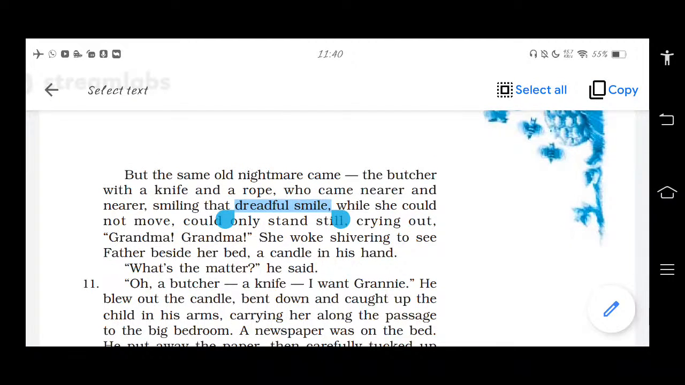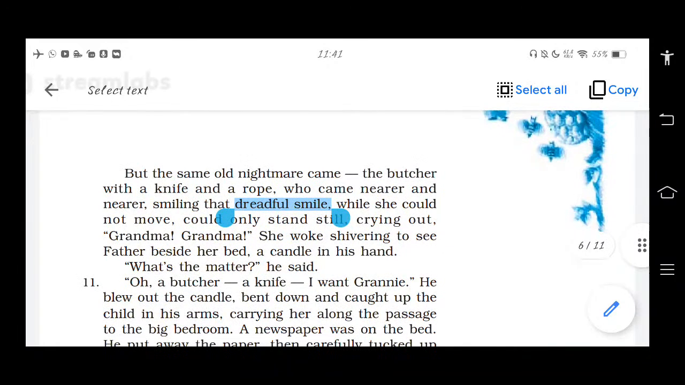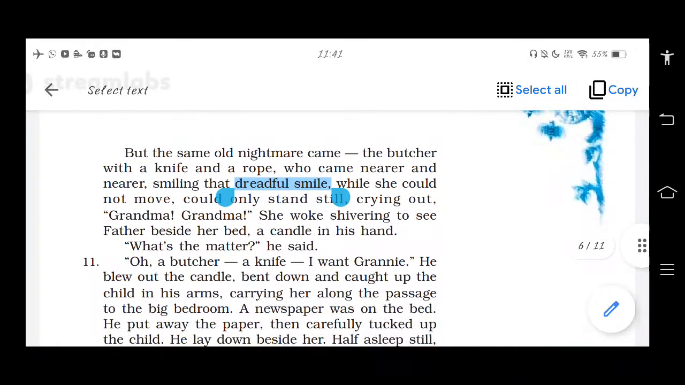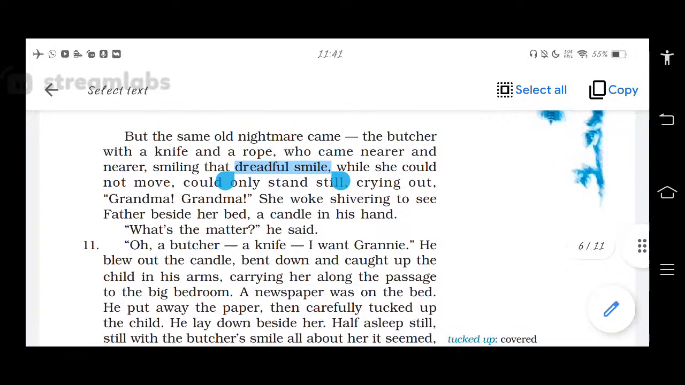So in her dream, a butcher has come to her with a knife and with a rope, and he has come very close to her, and he started laughing at her with a dreadful smile, while she could not move, could only stand still, crying out, "Grandma, Grandma." She woke shivering to see father beside her bed, a candle in his hand.